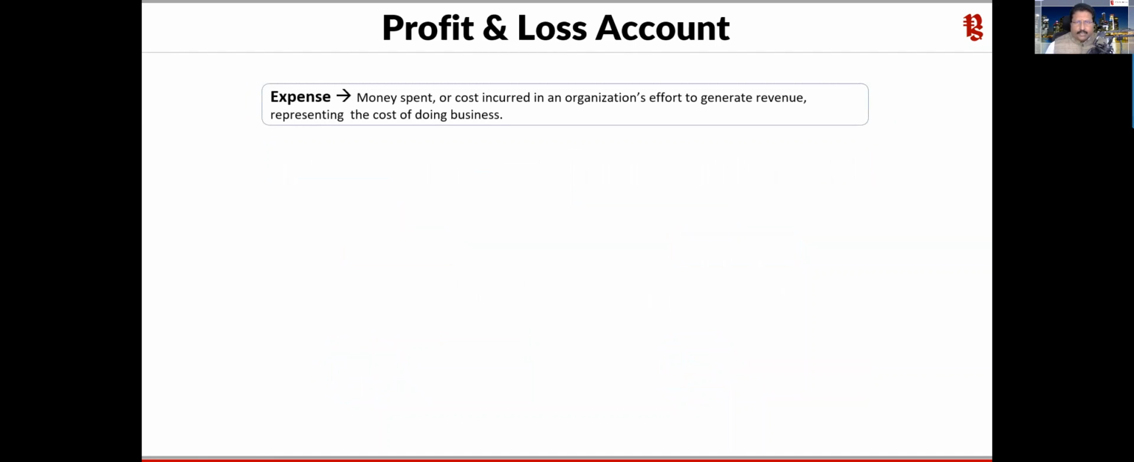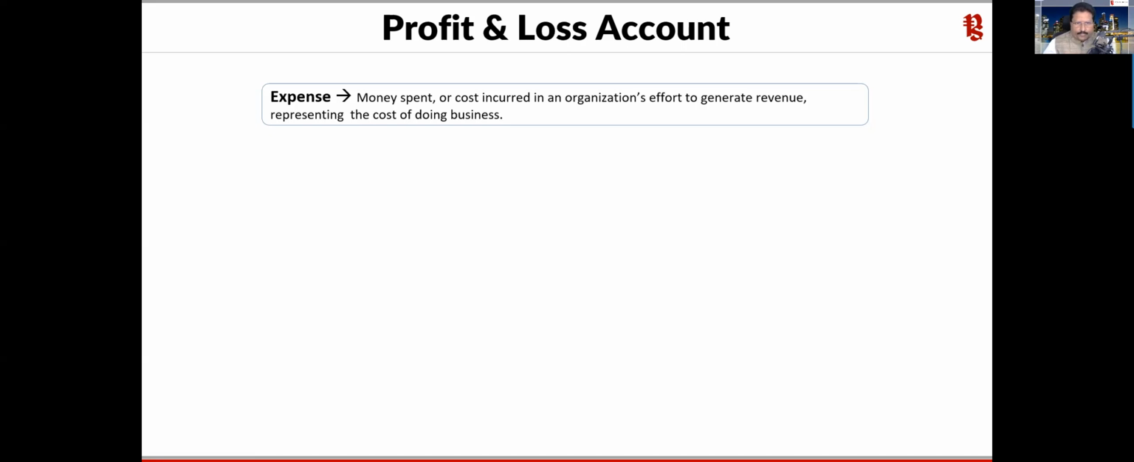So, what are expenses for an organization? We had seen this in our earlier business processes and business fundamentals, right? So, expenses are money spent or cost incurred in an organization's effort to generate revenue. It basically represents the cost of doing business, right? So the important thing that we have to understand here is that this is the money the company spends apart from the major or primary purchases.